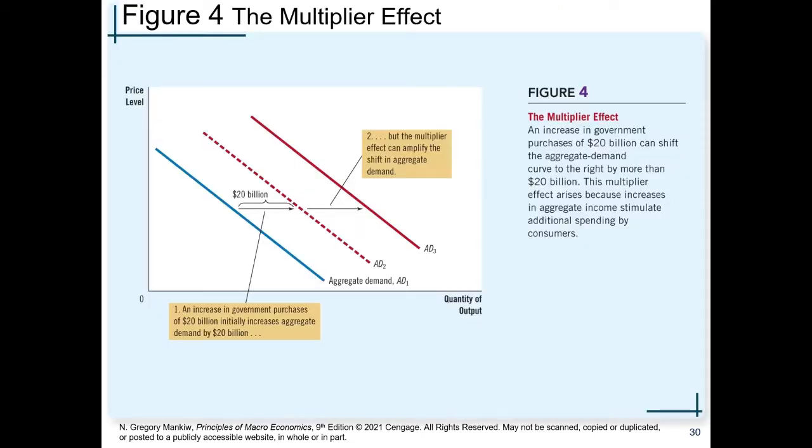So here, the initial shift is caused by the government spending $20 billion, and then the multiplier effect is going to push the AD even further out than it was. This is pretty cool. I'll go into a little bit more of why it's so useful and why it might be important in a little bit.